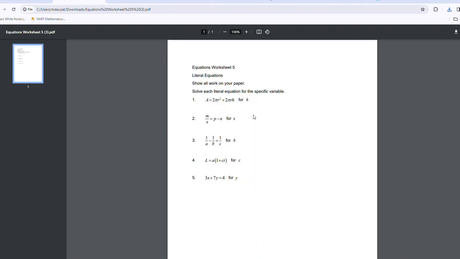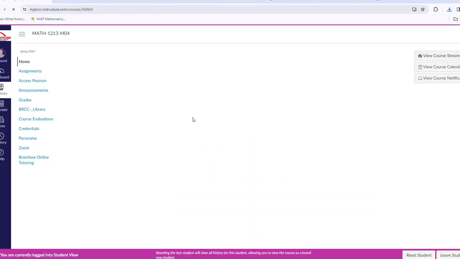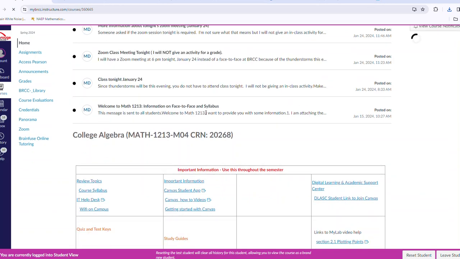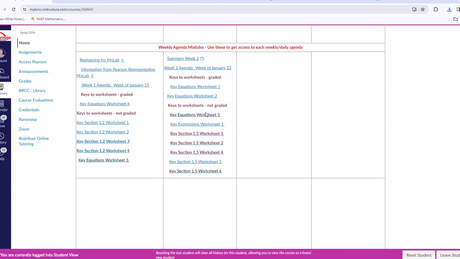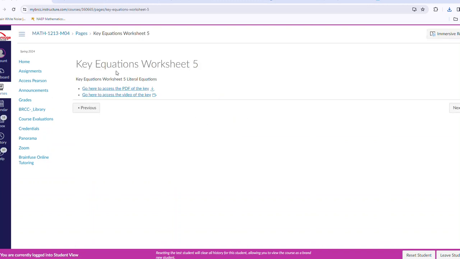And there's some problems on literal equations. Now remember, it's not graded, so the key's already posted. So remember where the key is. You go to the home page, and that was equations worksheet 5. You scroll down, and that's it right here. So you click on it, there's the key. All right, so any questions at this point?